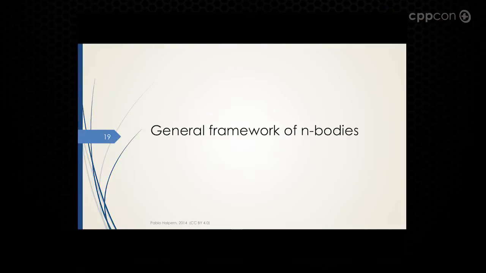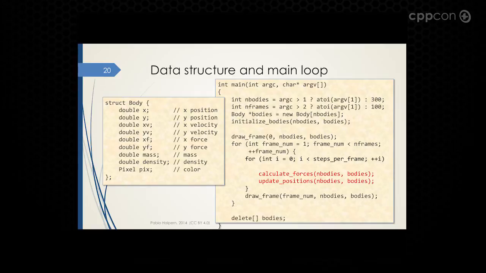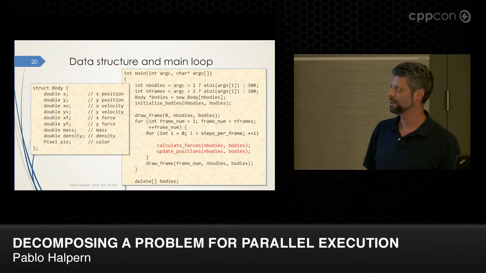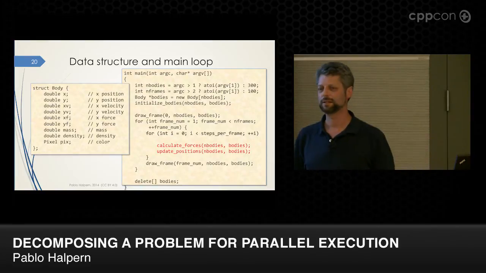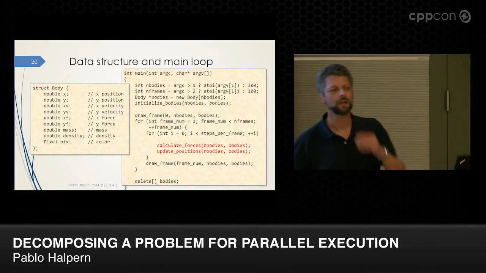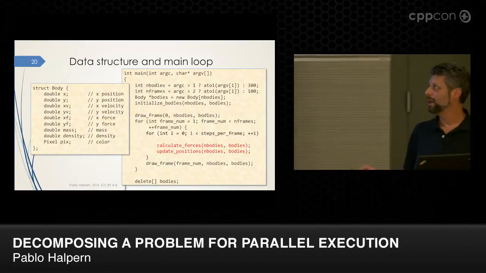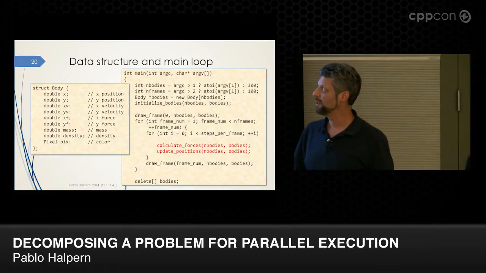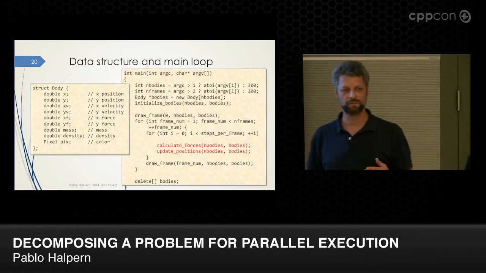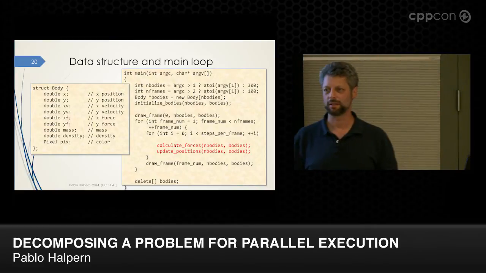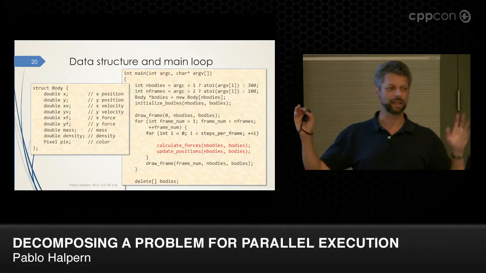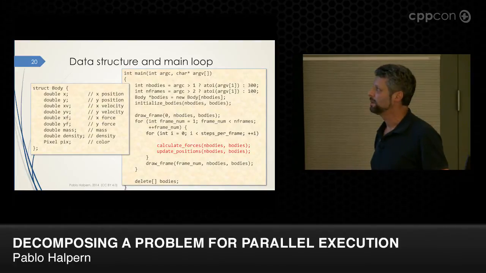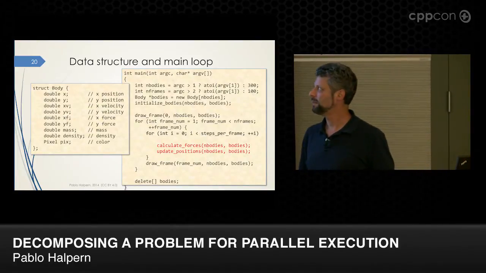So let's look at the general framework. Here's our body structure. You don't have to memorize it, but what's important here is that we have the position and velocity and force and mass of each object. The density and color are really there just for display purposes. Notice that there's an x and y for each of them. That's because, of course, position is a 2-dimensional position, and velocity and force are 2-dimensional vectors, vectors in the mathematical and physics sense of the word, not in terms of STL vectors. So everything has to be computed on both x and y.